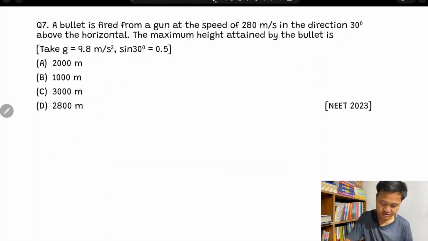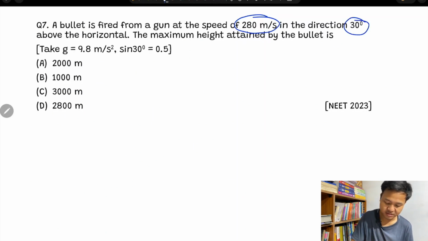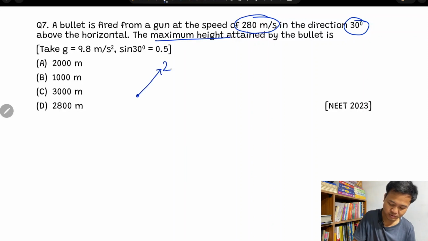So next question. Here is a NEET question, a 2023 NEET question. The speed is given as 280, the angle is 30. So what is the maximum height? Okay, a direct formula based question. So 280 meters per second, and the angle is 30.